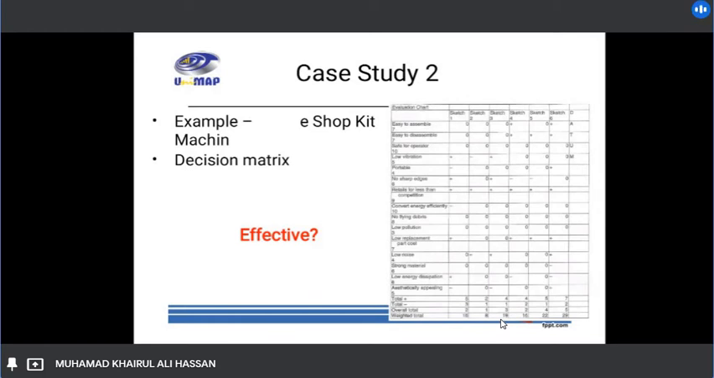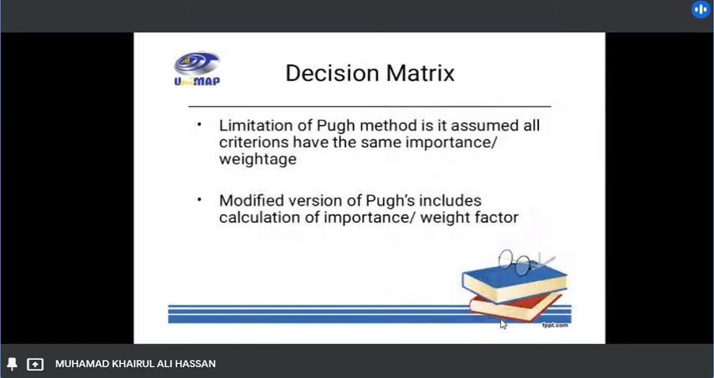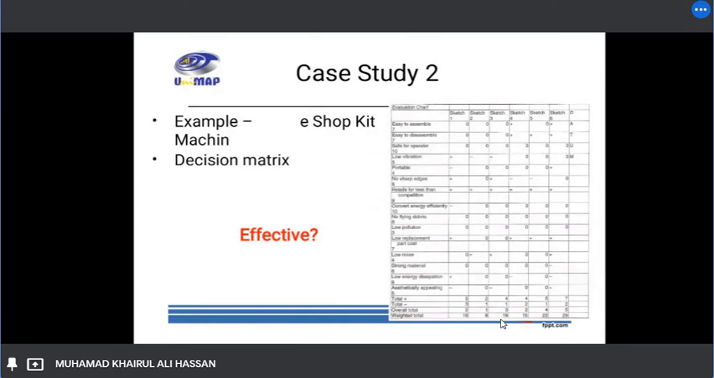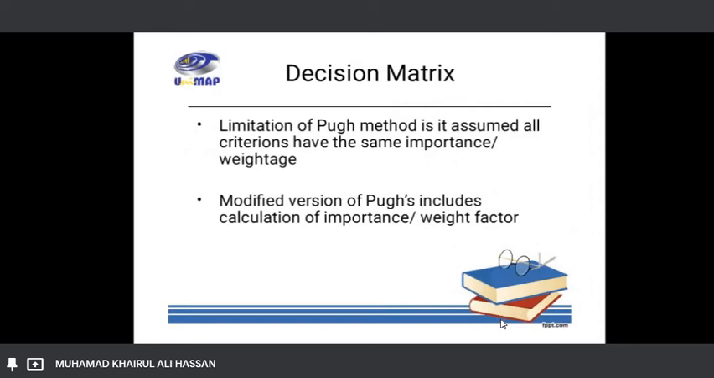So actually, if we put the rating, it is more effective compared to without the rating. So all of you need to put a rating in order to get the best alternative, the best concept. Clear? Clear, Doctor.